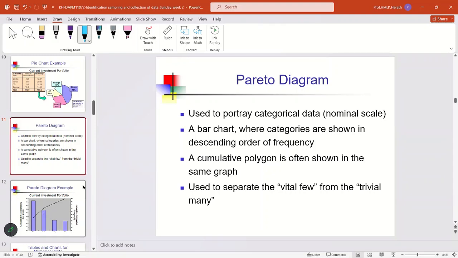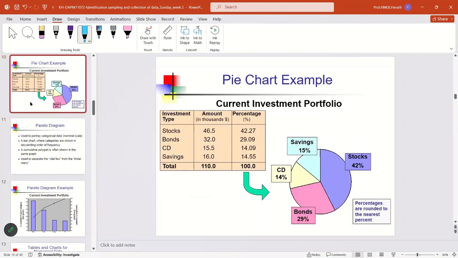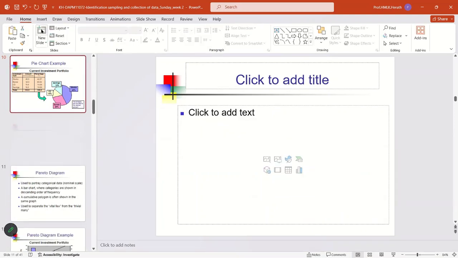The next diagram that we talk about is the Pareto diagram. The Pareto diagram is a combination of a line chart and a bar chart. Okay. Before we talk about Pareto diagrams, let me tell you some more useful information.